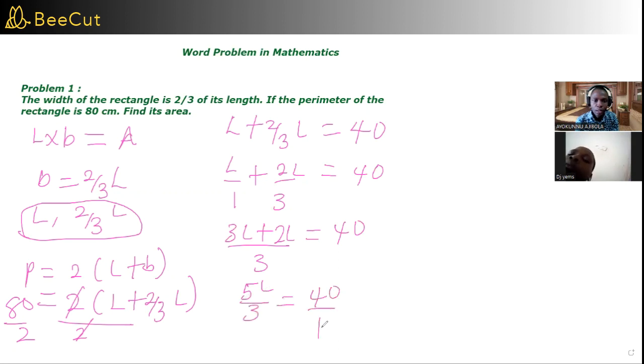Here I can cross multiply. 1 times 5L is 5L, and I have 3 times 40 is 120. I'll just say 3 times 40. Then I will divide both sides by 5. 5 cancels 5. Then I can know my length: 5 here, 8. 5 here, 1. 3 times 8 is 24.